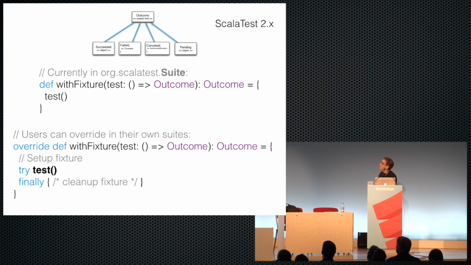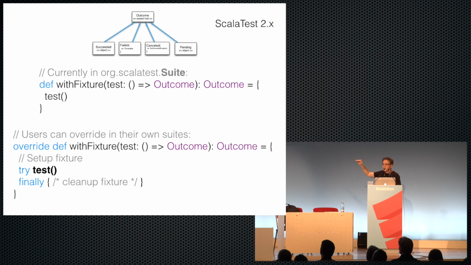And then we had a method called withFixture in Suite from 1.0. But in 2.0, we adjusted its signature to have a test function that returns an Outcome. So what's passed to withFixture is a function that represents the body of code of the test. When you execute it, you don't have to pass anything into it. It will give you back whether the test succeeded, failed with an exception, was canceled with a TestCanceledException, or was pending, right? And then withFixture itself returns an Outcome. And what you can do is things like shown in the second example.